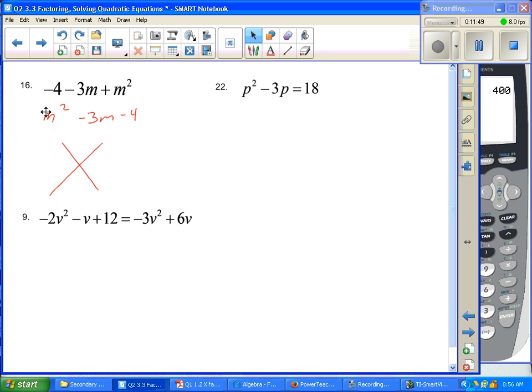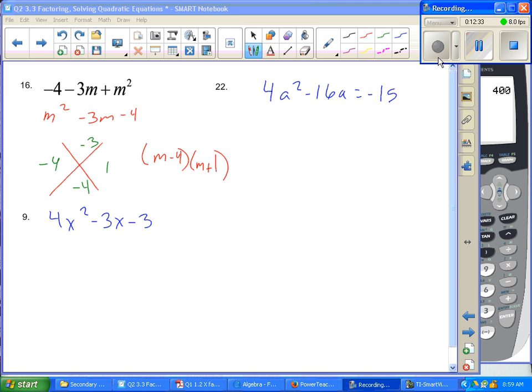Now this one's easy because it has a 1 in front of the m squared. So I don't have to worry about multiplying 1 with negative 4 because it's just going to be negative 4. My top number is negative 3. So then what are two things that multiply to give negative 4 that add to give negative 3? Okay, good. Negative 4, positive 1. Negative 4 times 1 is negative 4. Negative 4 plus 1 is negative 3. And then if I were to divide by the a, which in this case is 1, it doesn't change these values. So this factor just ends up being m minus 4 times m plus 1.